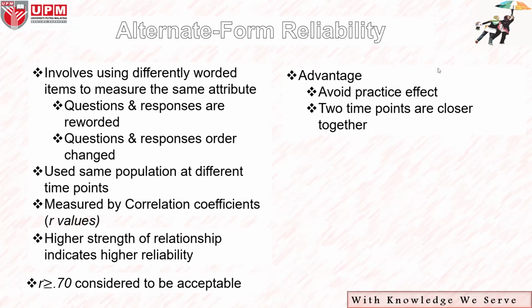acceptable. Okay, and the advantage of alternate form reliability is to avoid practice effect, as in the first reliability test, the test-retest, to avoid practice effect. So therefore we change the wording or we change the order. And then if two time points are closer together, there is no issue, because we change the arrangement and we revise the instrument. Okay.